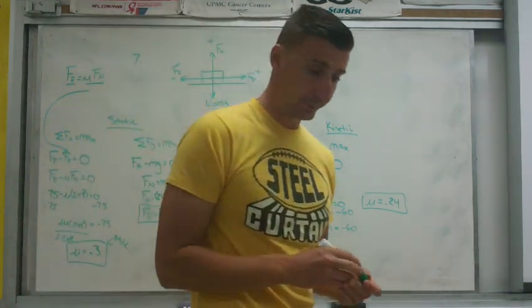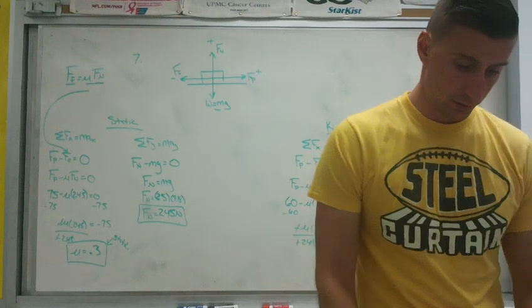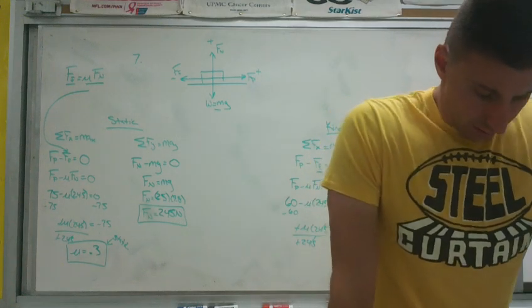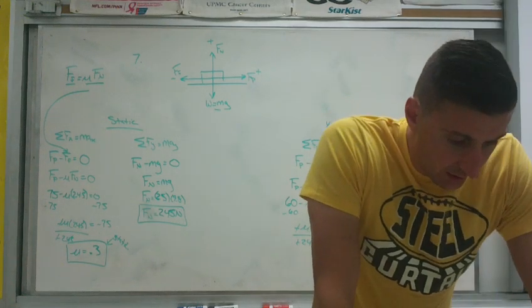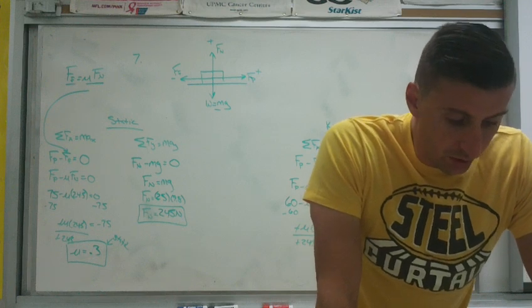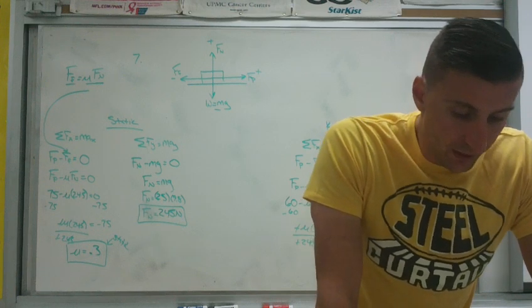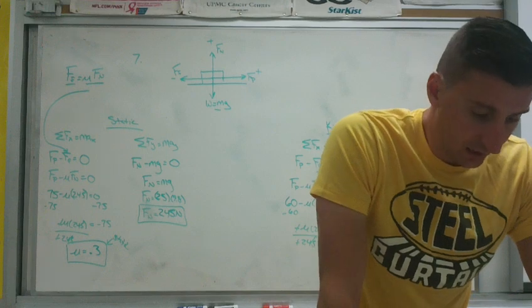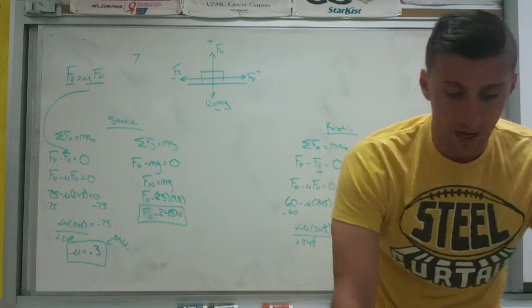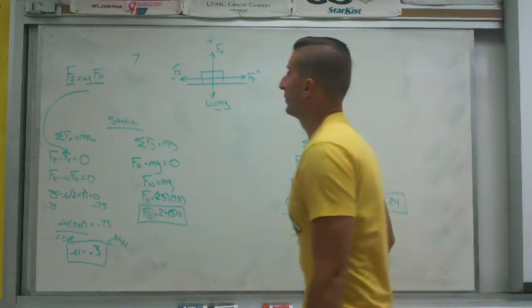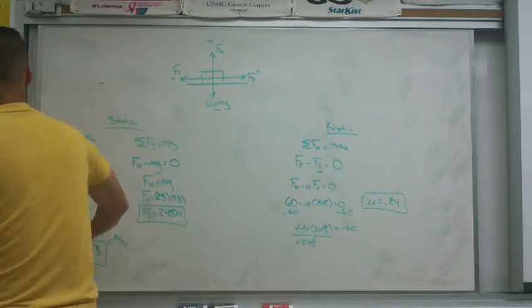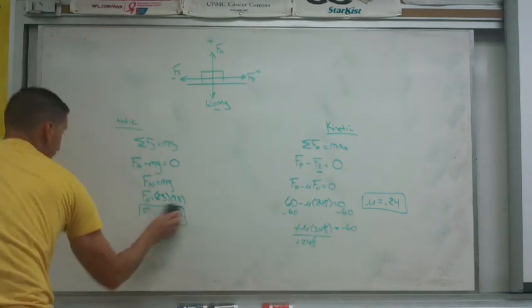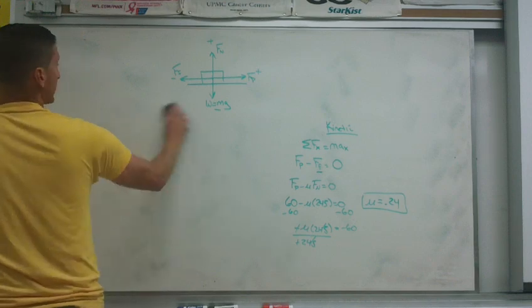All right, good. Number 8 says, if a man weighs 900 newtons on Earth, what would his weight be on Jupiter, where the acceleration due to gravity is 25.9 meters per second squared? So this is just understanding the relationship of mass and weight. Okay, so let me erase this real quick.